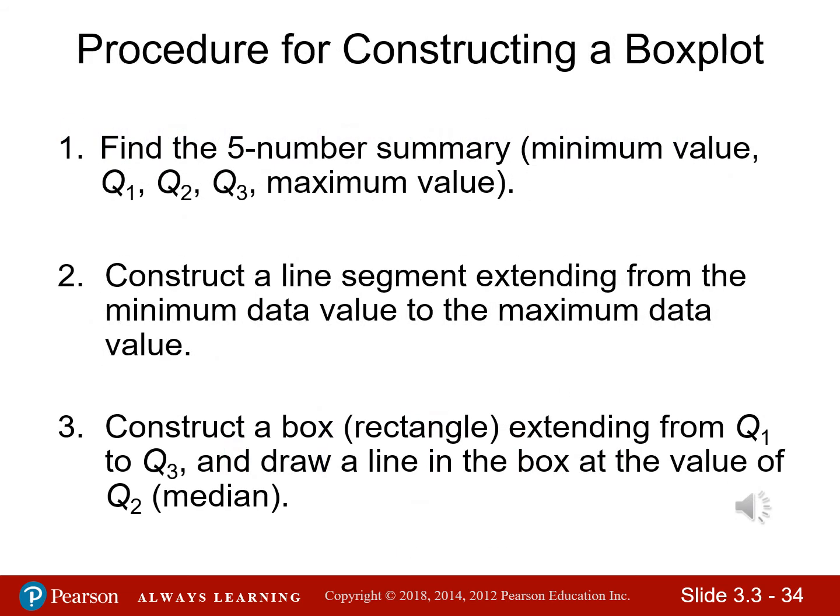The first step in constructing a box plot is to find the 5-number summary of your data set. The second step is to construct a number line that extends from the minimum value to the maximum value. In the third step, you construct a rectangle that extends from the first quartile to the third quartile. And finally, you'll draw a line through the rectangle at the value that is the second quartile or the median.